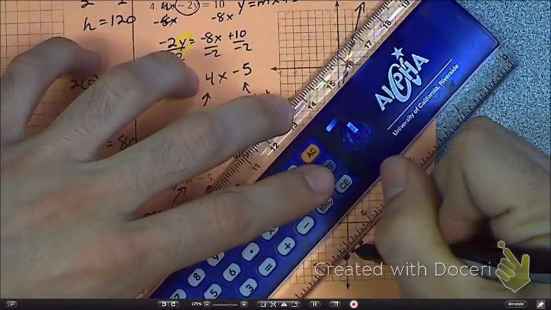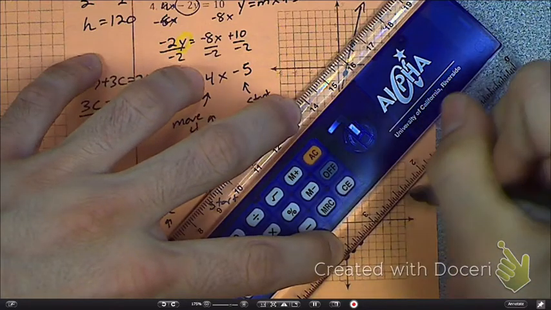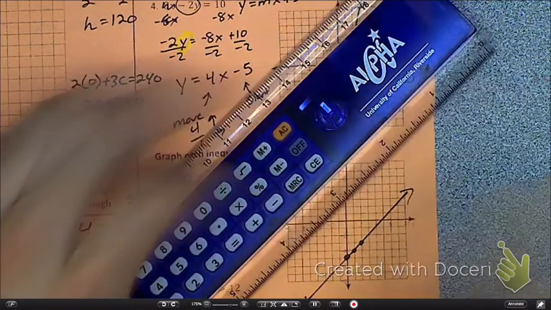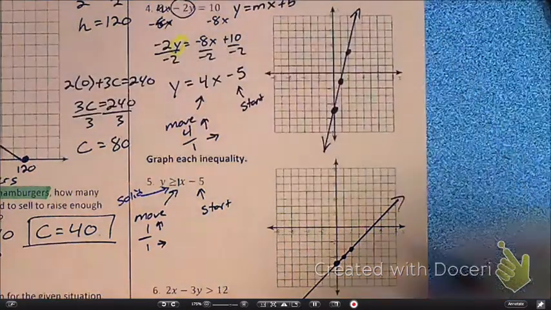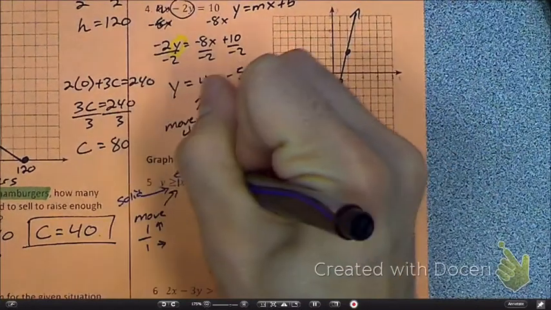I did number 6. Okay. Shade above, shade below. How do you know? Because greater than.